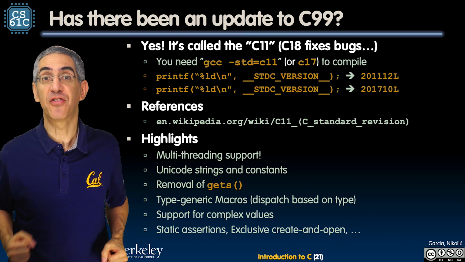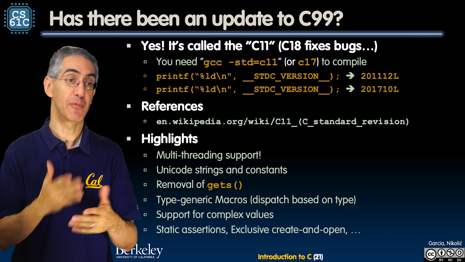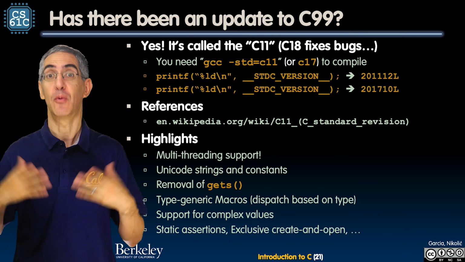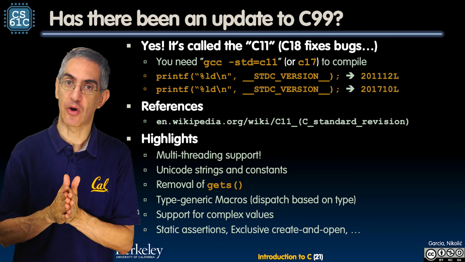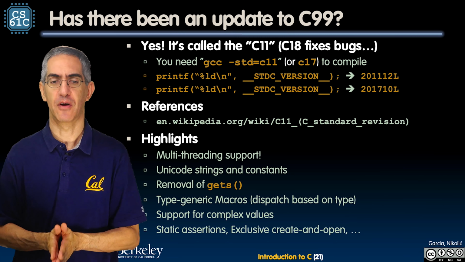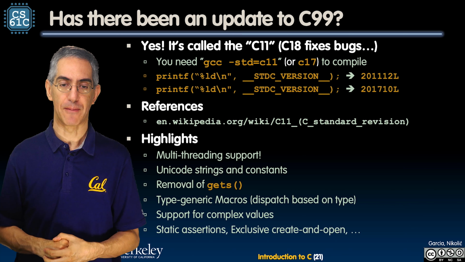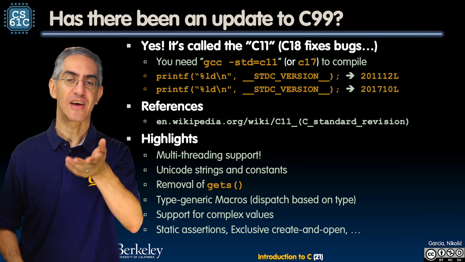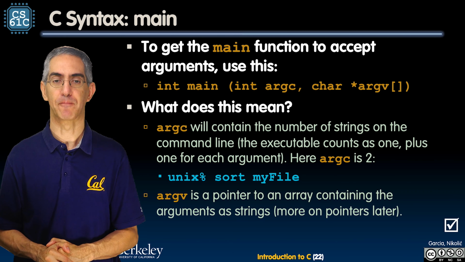You now have multi-threading support, which is amazing. You now have Unicode. We talked about Unicode in the last series of lectures. We can now support Unicode in C. That was a big deal. gets was a huge security hole for so many years. They got that out of there. And some more things that are not so common, complex values if you care about that, some type generic macros, some other things like that. Pretty cool stuff. So there's a lot of things. Check out the Wikipedia if you want to use those. You probably won't use most of those in this class, but it's pretty exciting.